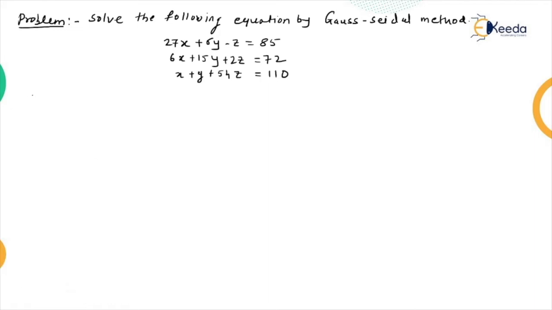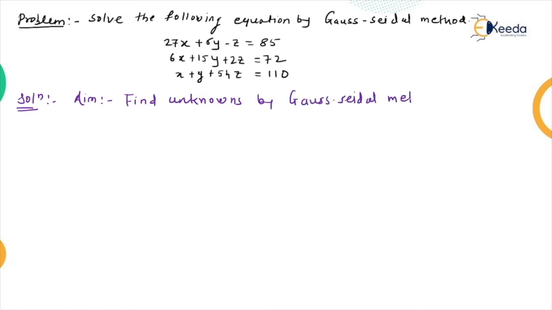We have to solve this by using the Gauss Seidel method. So I am writing the solution here. How do we find the values of the unknowns? Our aim is to find the unknowns by the Gauss Seidel method. So let's see how it will be solved.